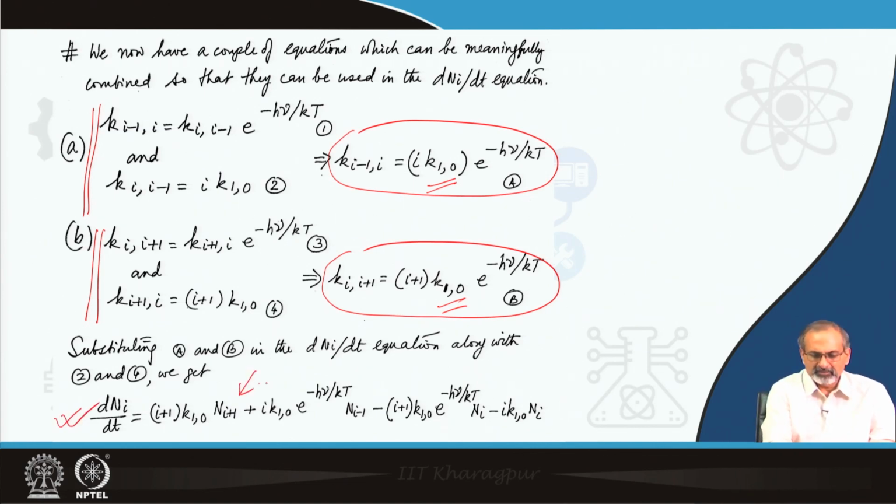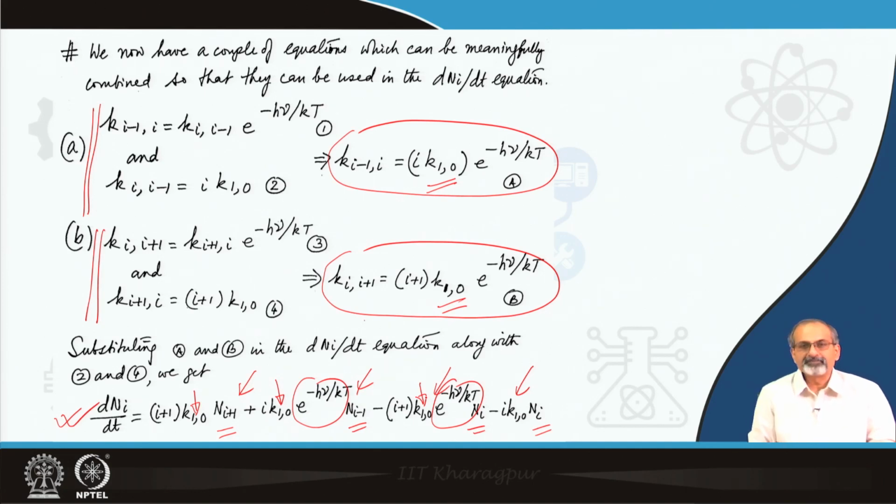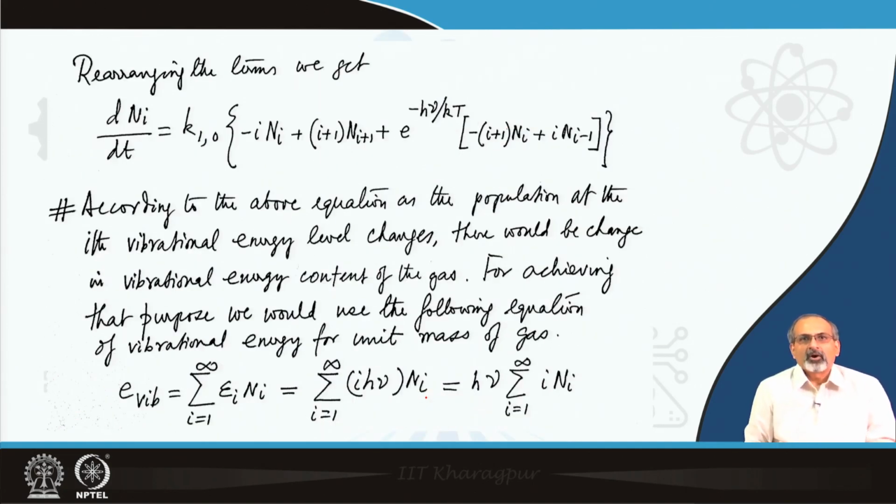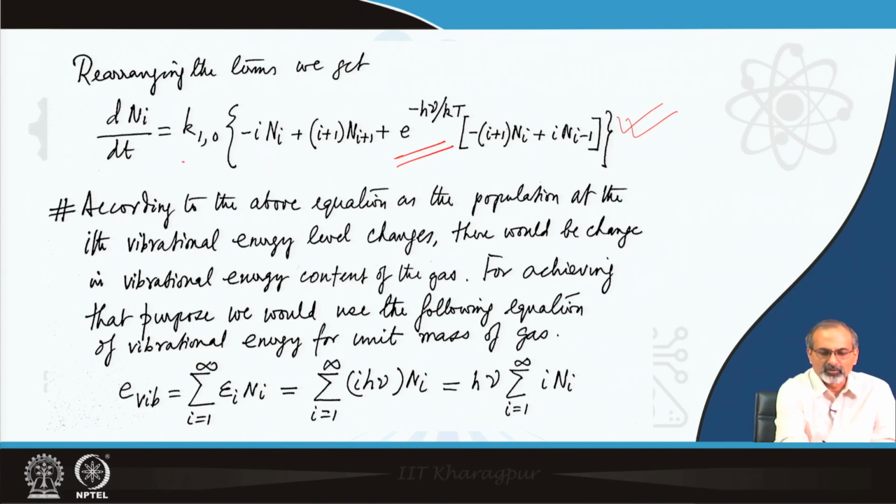express them in a form where the individual instantaneous populations are represented along with the k(1,0) values, and some of the terms include the exponential term as well. Now, if you rearrange all the terms, some of them can be clubbed with the exponential part, the others do not need it, and every term has a common part coming from k(1,0).